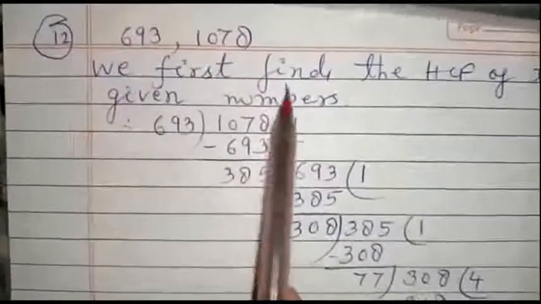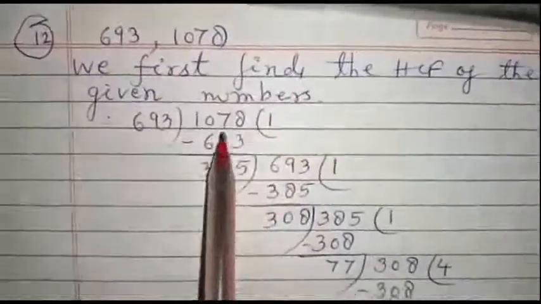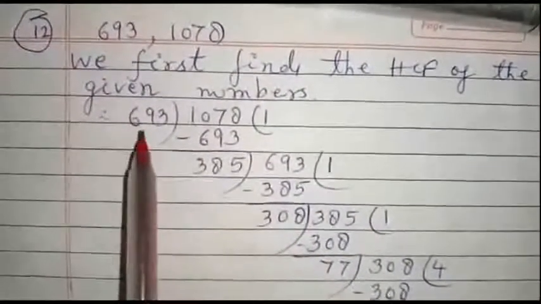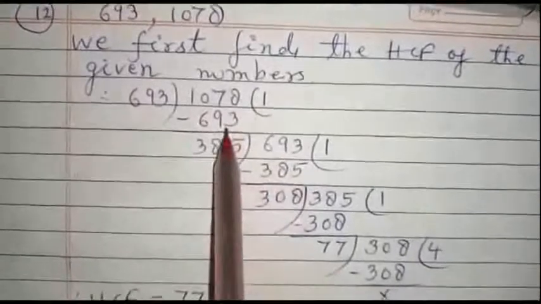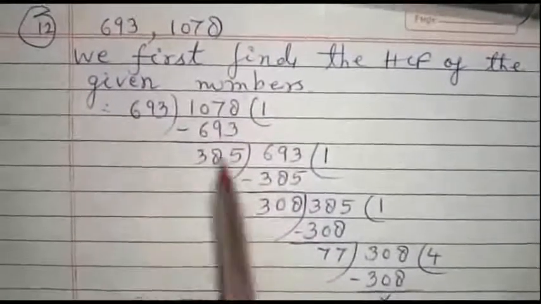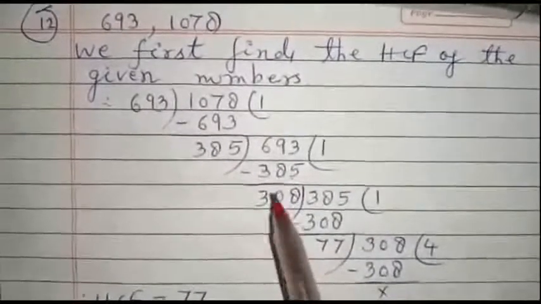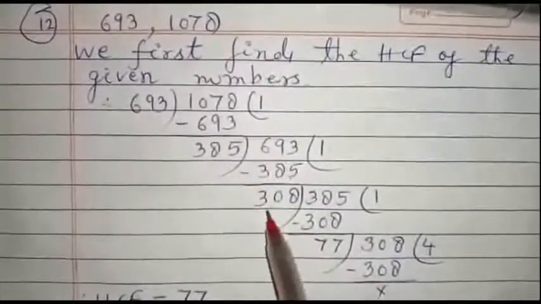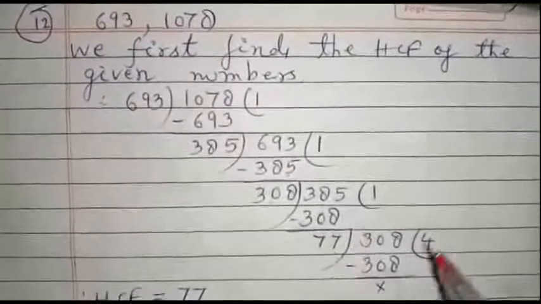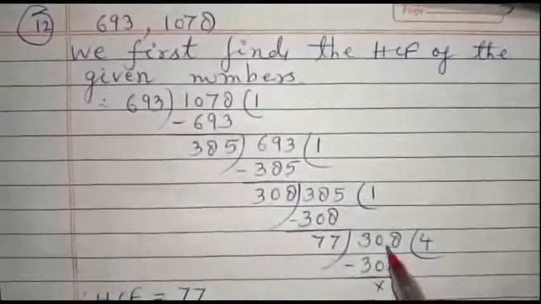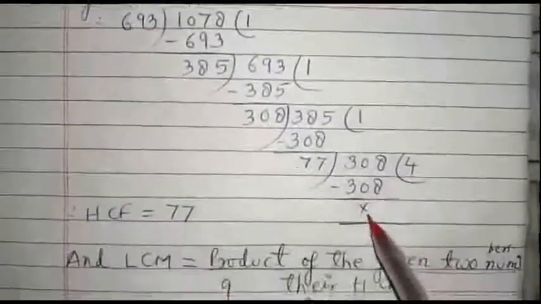We first find the HCF of the given numbers. 1078 divided by 693. 693 once is 693, remainder is 385. Now we write 693, 385. 385 once is 385, remainder is 308. Now we write 385, 308. 308 once is 308, remainder is 77. Now again we write 308, 77. 77 times 4 is 308, remainder will be 0.